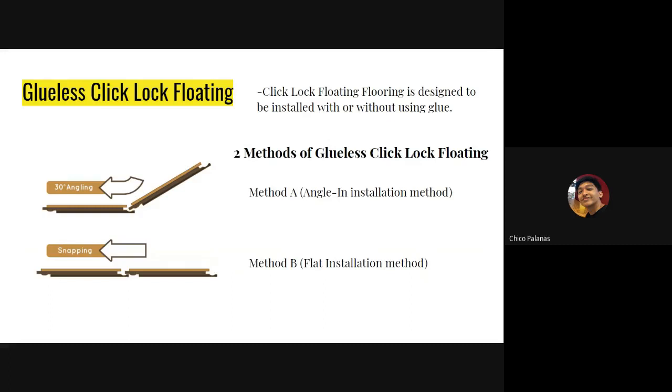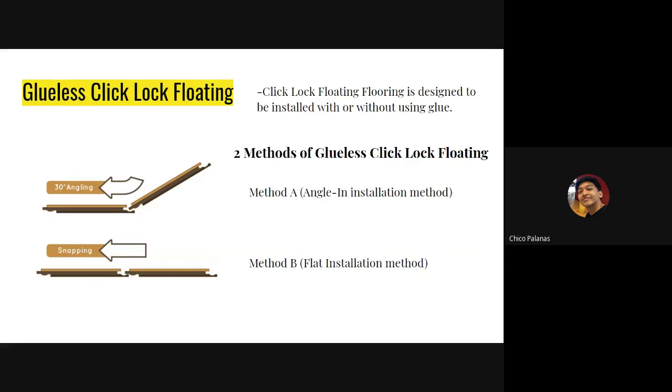So the plank has a tongue and groove. Probably the tongue is the part that overlays, while the groove is the cave type. This style of flooring is unique. There are two methods of installing a click lock flooring.